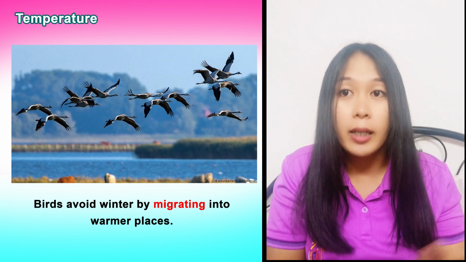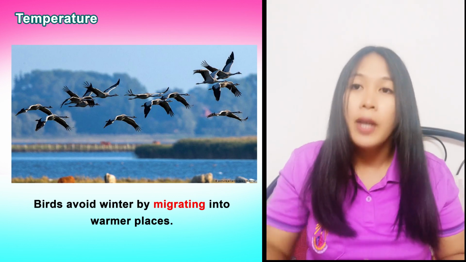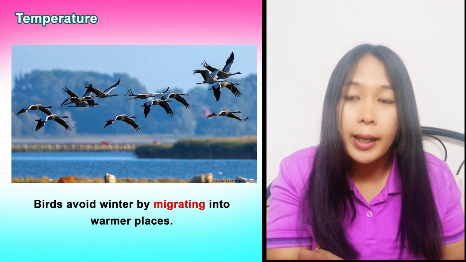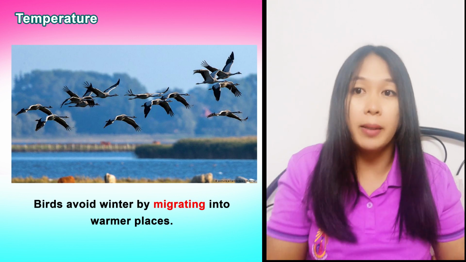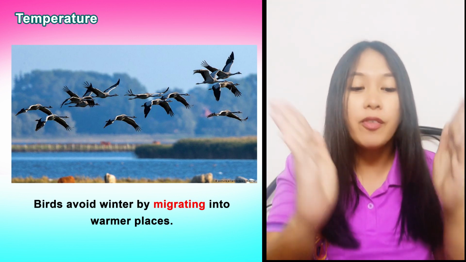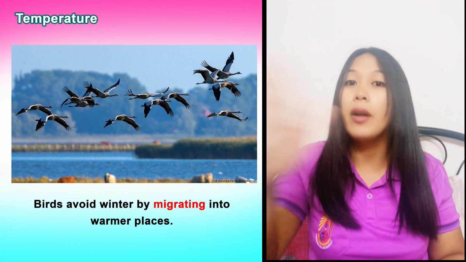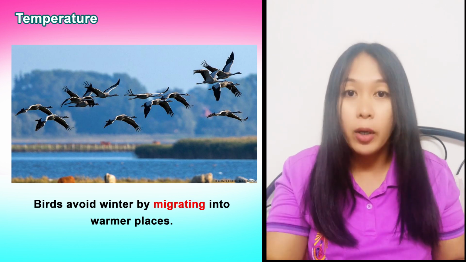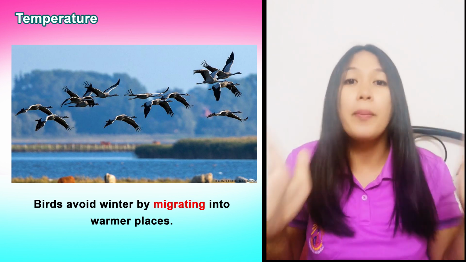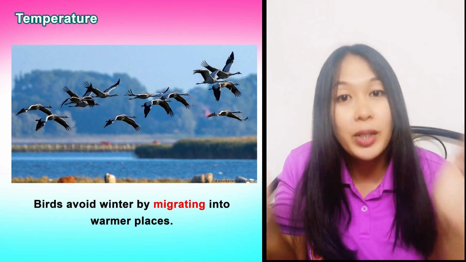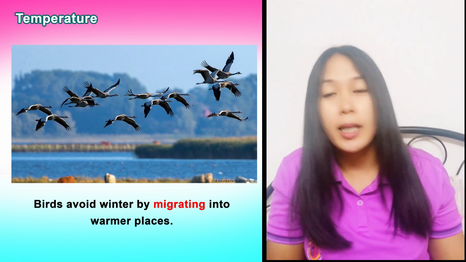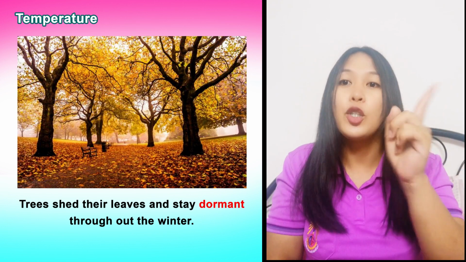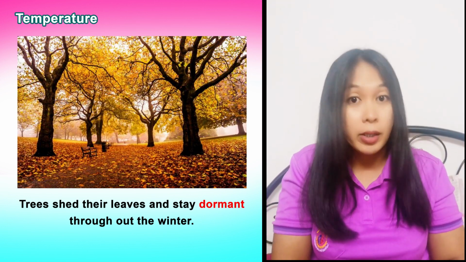Birds, on the other hand, because they can fly, move from one place to another. That is called migration. They move from a cold place to another place which is warmer, so that they will not be affected by the winter. So birds are migrating. For plants, trees shed their leaves during autumn.